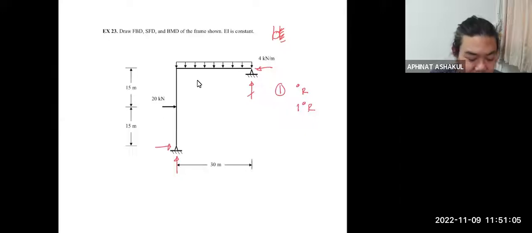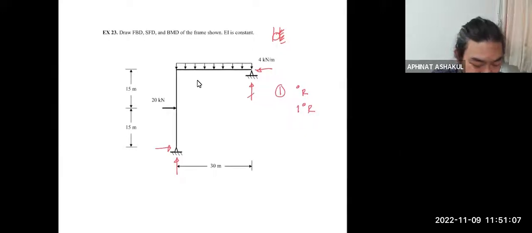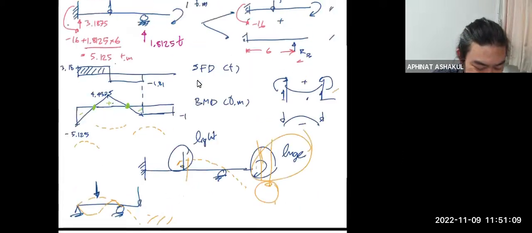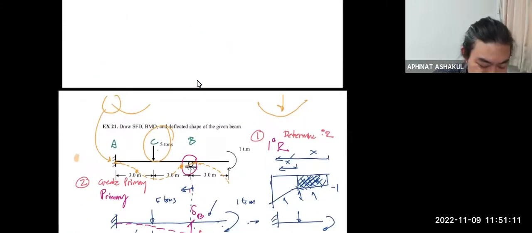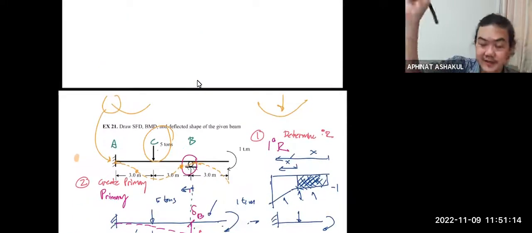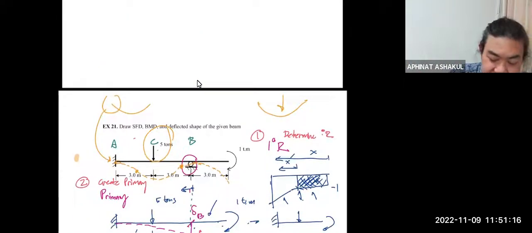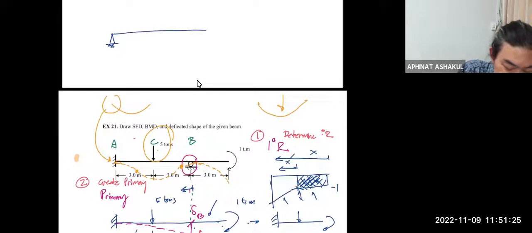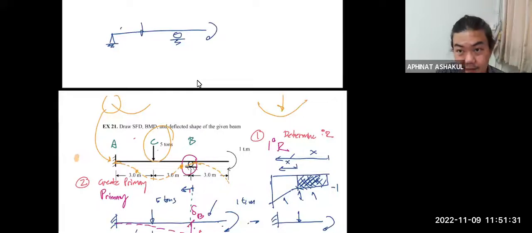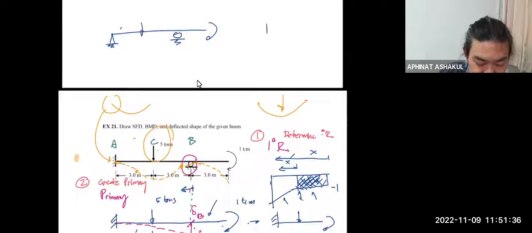Right. For example, this one. Let me go back for a minute. Say here, this one. We have 3 choices to turn this into a primary structure. First one I already did. I removed the roller. The second one, as some of your friends have said last time, you can also do this. Right? And now you calculate the rotation step. The third one is by doing this.